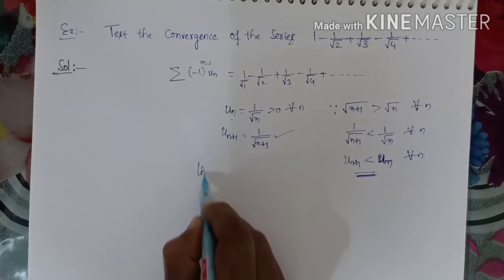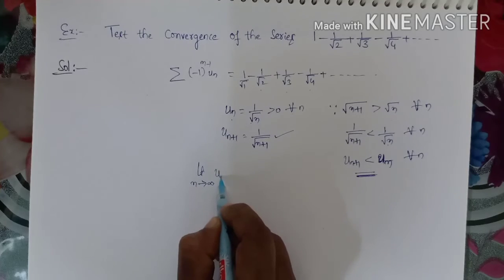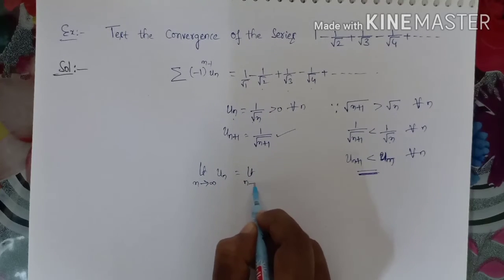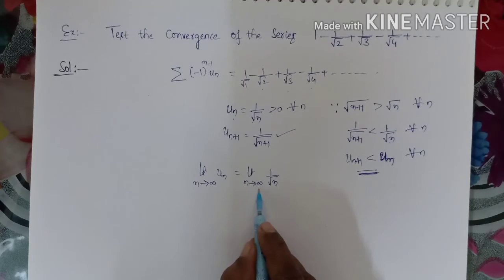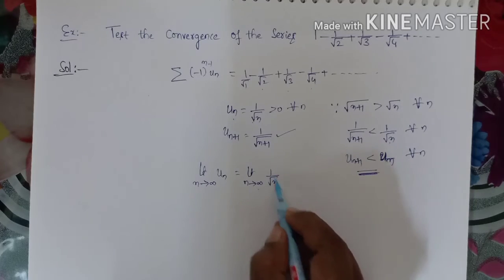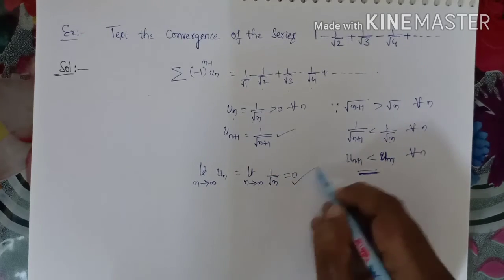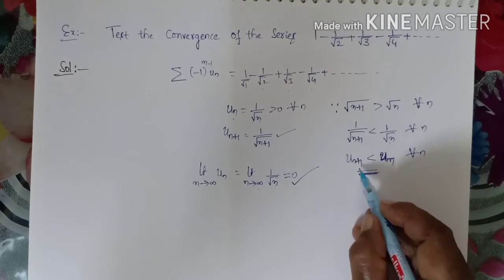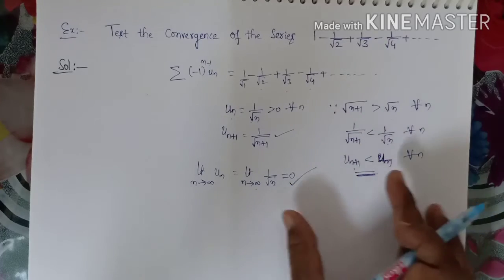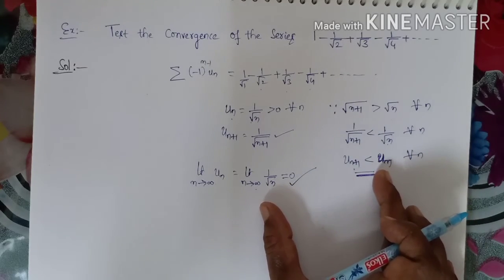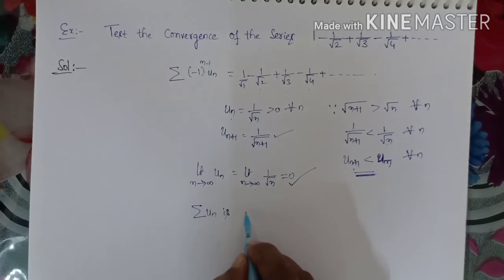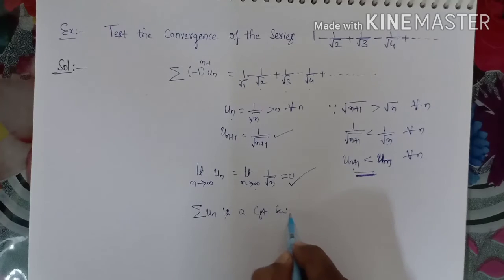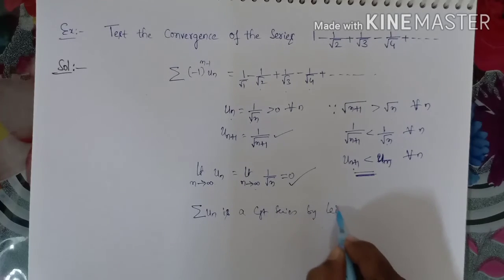Next, limit n tends to infinity un equal to limit n tends to infinity 1 by root n. As n is tending to infinity, 1 by n tends to 0. Therefore, 1 by root n is also 0. This is the second condition of Leibniz test. Each term is numerically less than its preceding term is satisfied. Limit un is 0. Both the conditions of Leibniz test are satisfied. Therefore, sigma un is a convergent series by Leibniz test.